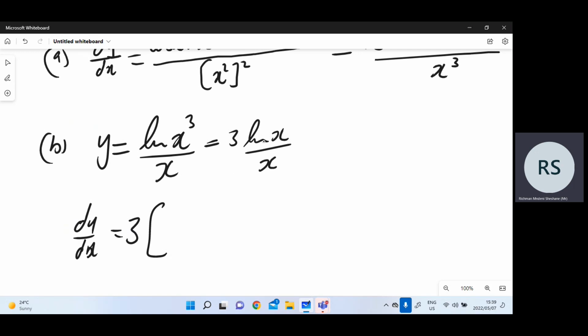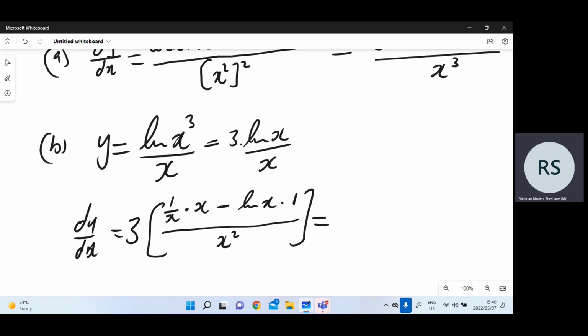So the derivative of this is, by the quotient rule, the derivative of the numerator, which is 1 over x, while we leave the denominator function x, and say minus, and leave the numerator now, and multiply by the derivative of the denominator function, which is 1, all over the denominator function squared, so x squared, okay? So this is just a derivative, okay?